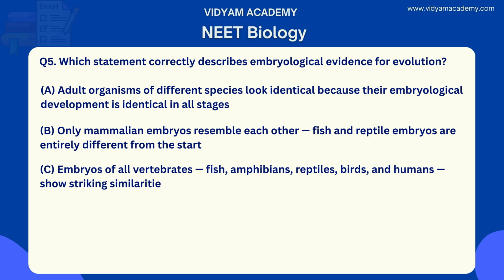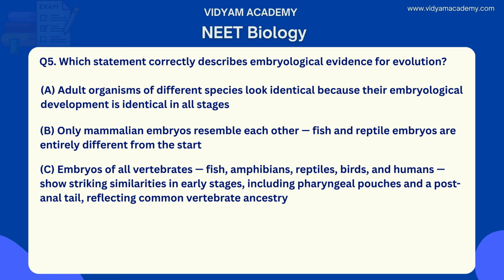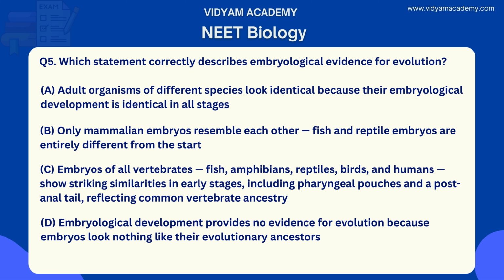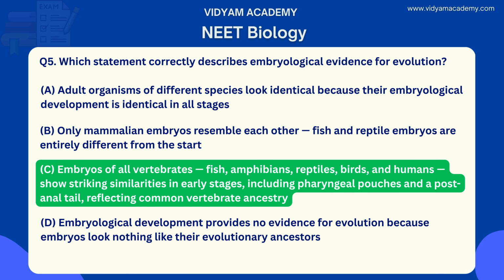Option C. Embryos of all vertebrates, fish, amphibians, reptiles, birds, and humans show striking similarities in early stages, including pharyngeal pouches and a post-anal tail, reflecting common vertebrate ancestry. Option D. Embryological development provides no evidence for evolution because embryos look nothing like their evolutionary ancestors. Can you guess the right answer for this question? Option C is the right answer. Let's go for the detailed explanation.